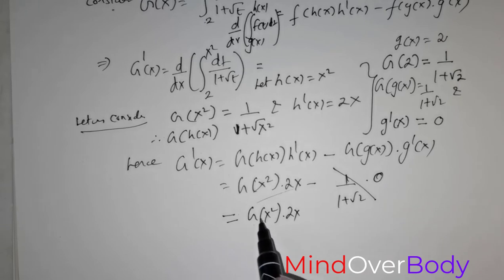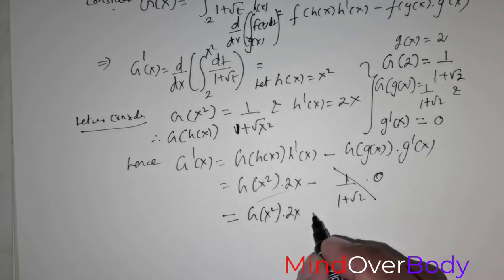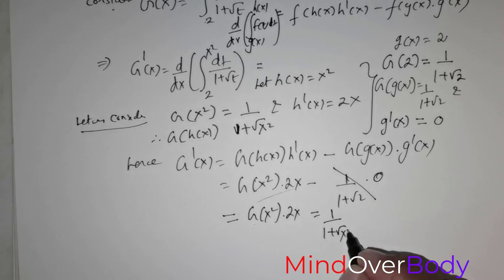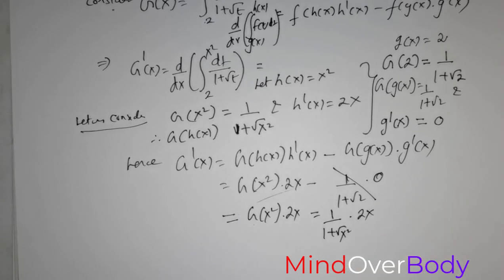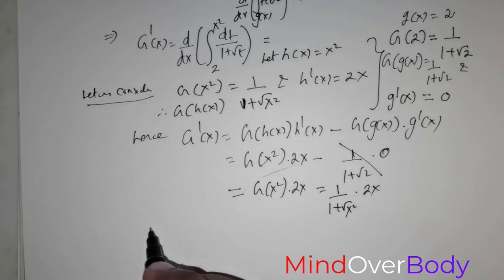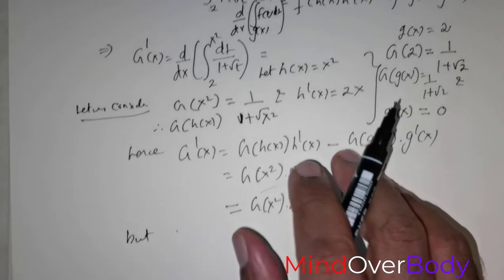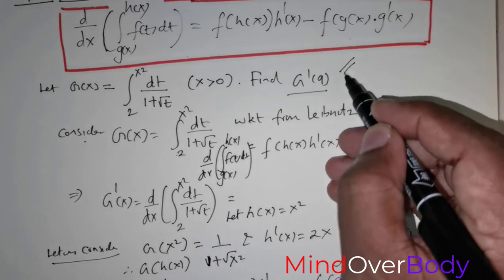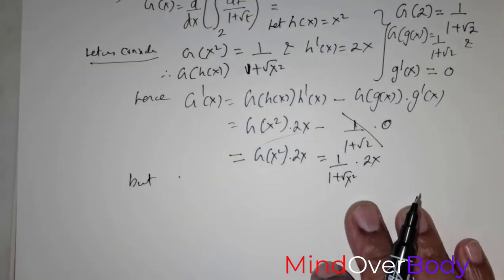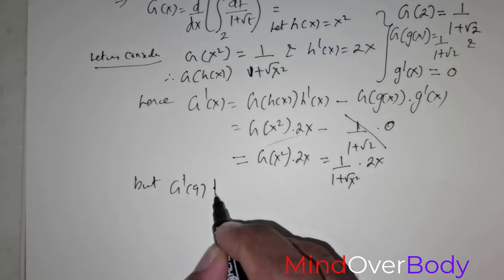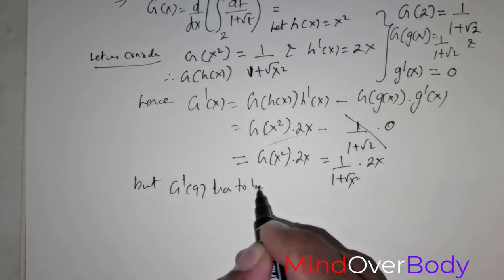But what is f of x squared? It is equal to 1 over 1 plus root of x squared times 2x. This is what we have got. But we have to obtain g dash of 9. This is what is required, right? So, g dash of 9 has to be obtained.